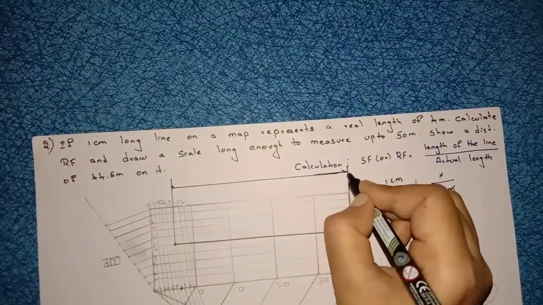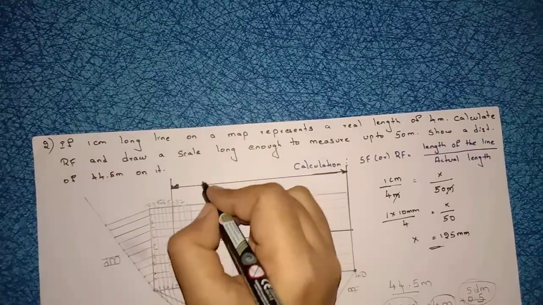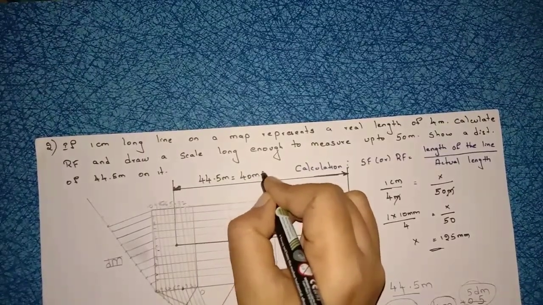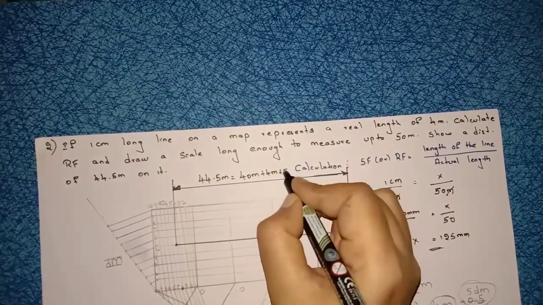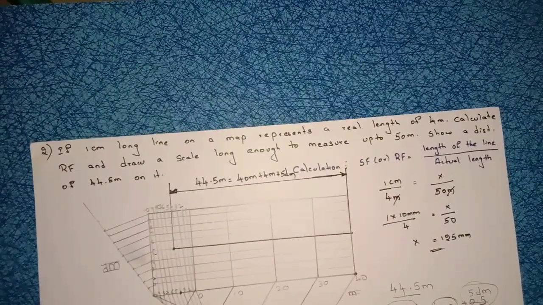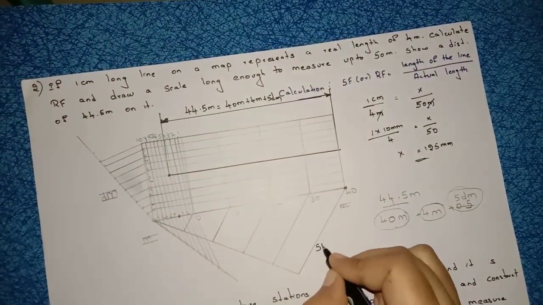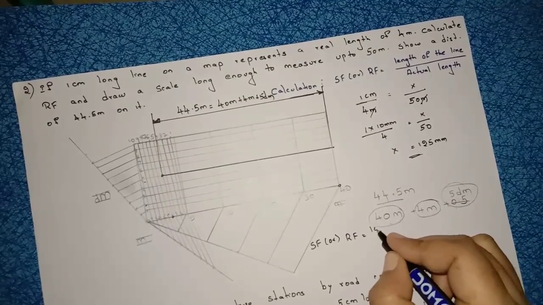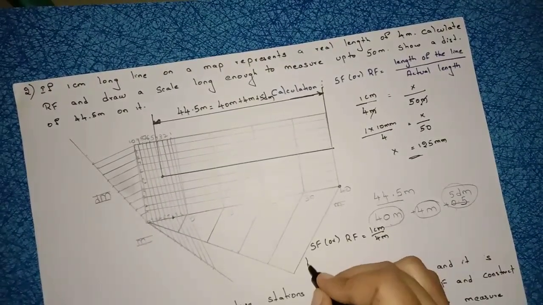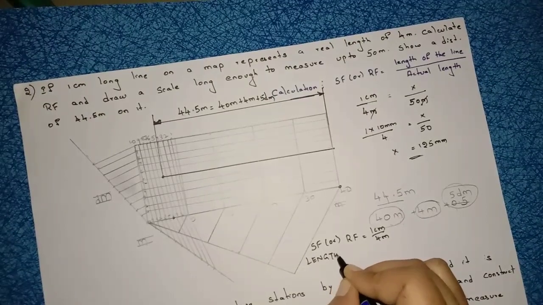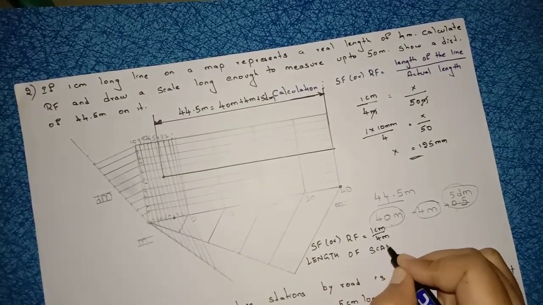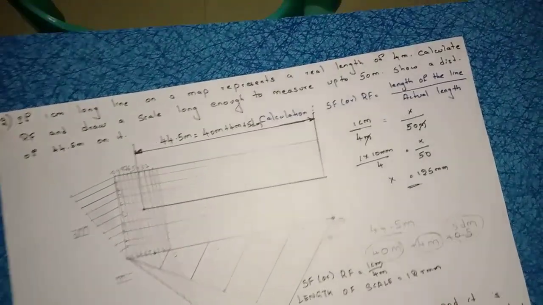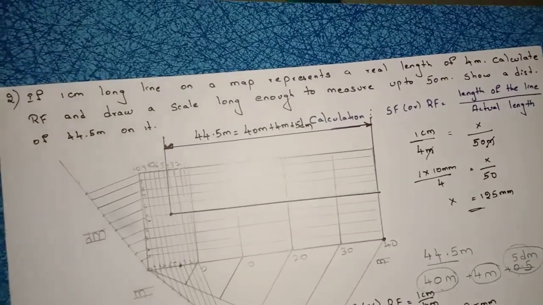closed and filled arrow marks, right? What you have to mark here? 44.5 meters equal to 40 meters plus 4 meters plus 5 decimeters. After completion of your problem, write down here SF or RF equal to 1 centimeter by 4 meters. Length of scale, that means X value equal to 125 mm, right? So this is your problem number 2, right?